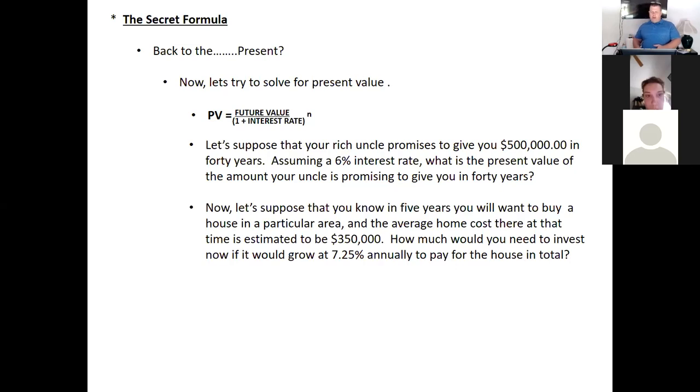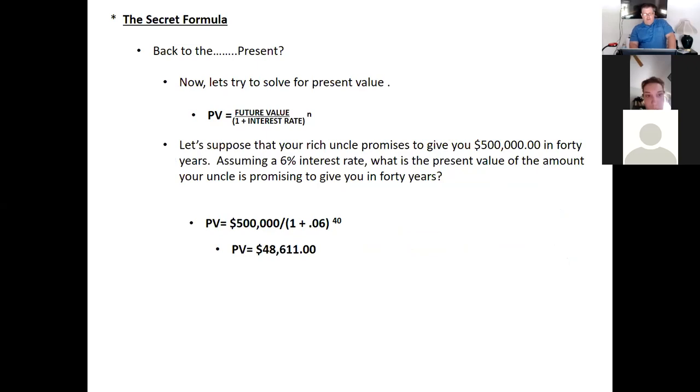Now, if we plug this in, the present value is what we don't know. The future value is $500,000, assuming a 6% interest rate. So we have 1.06 to the nth, and the nth is 40. I'm just going to jump ahead here to show you the math. So we have $500,000 divided by 1 plus 0.06 to the 40th. And what we get when we do that math is the present value, how much he's putting in the bank today to give you $500,000 in 40 years at 6% interest, is $48,611.